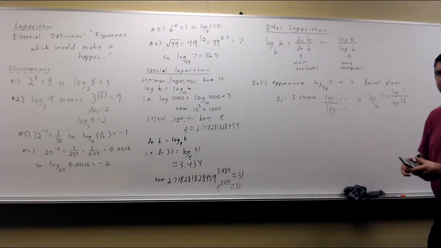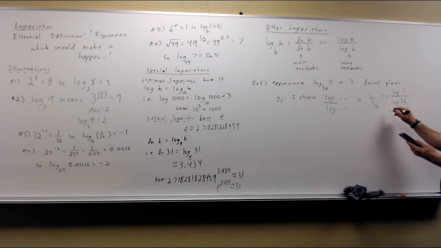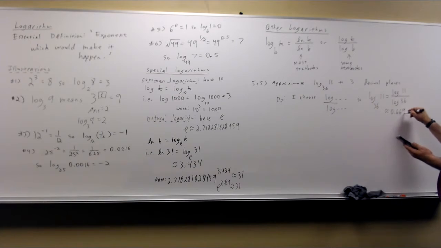All right, so I type in log of 11. I get 1.04 blah, blah, blah, divided by a log of 36. I get approximately 0.669, rounded to 3 decimal places. All right?